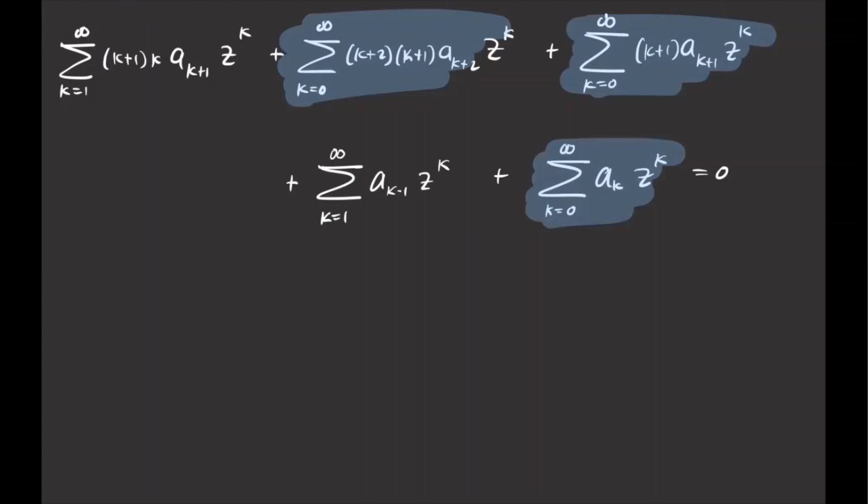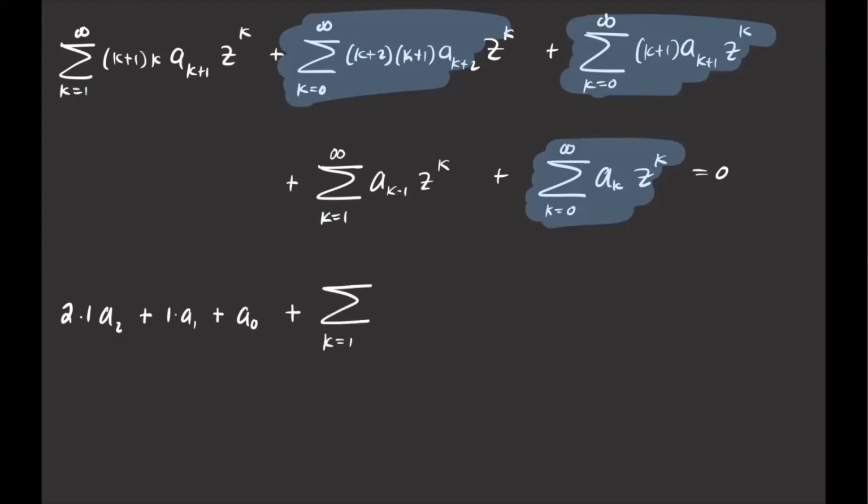So when k equals 0 for the first one I highlighted, you're going to get 2 times 1 times a sub 2, plus the second one that I highlighted. If k is equal to 0, you're going to have 1 times a sub 1, plus, for the last one I highlighted, if k is equal to 0, you have a sub 0. All right, so those are the first terms of the summation. Now they're all ready to start at k equals 1.